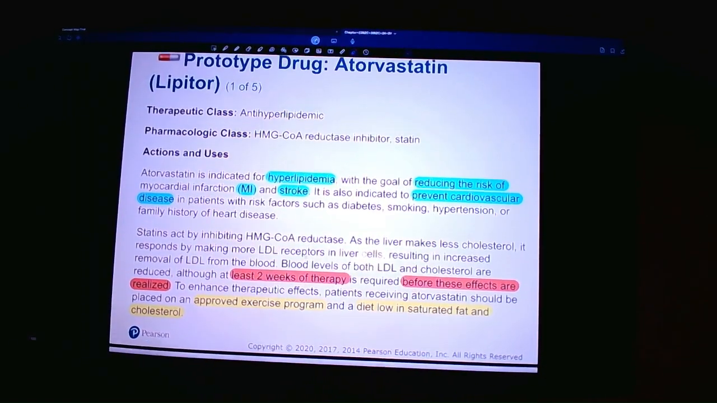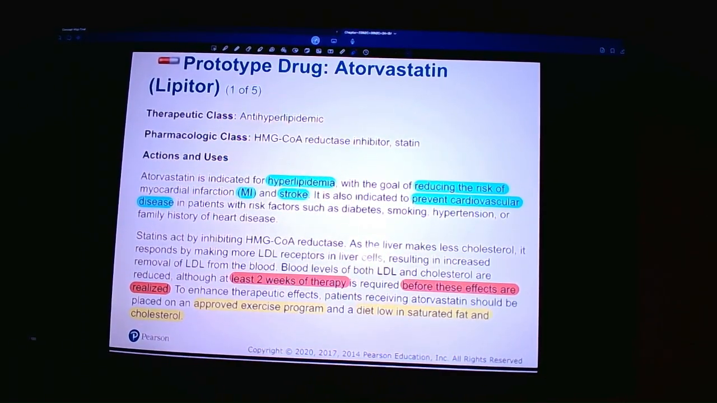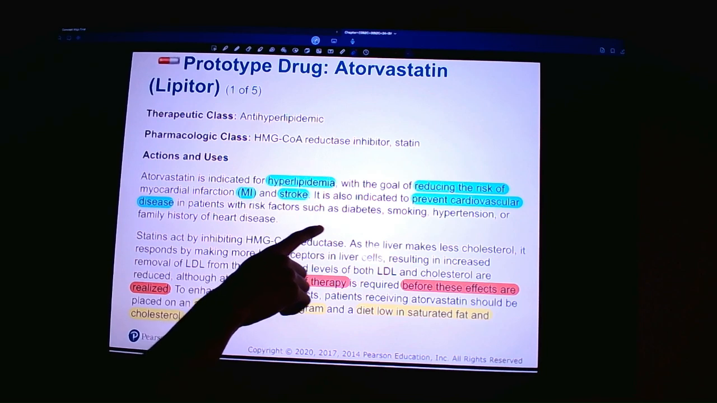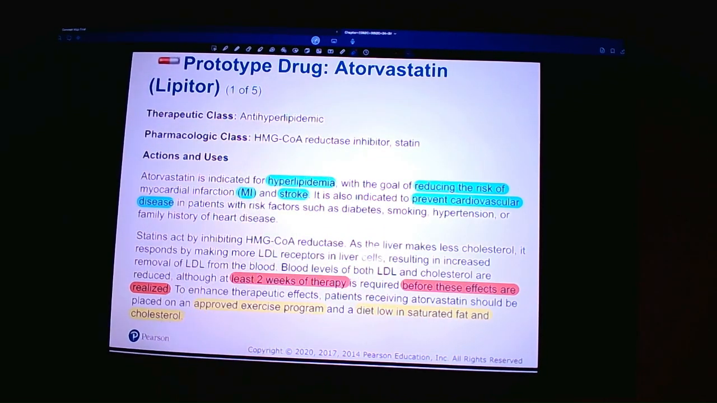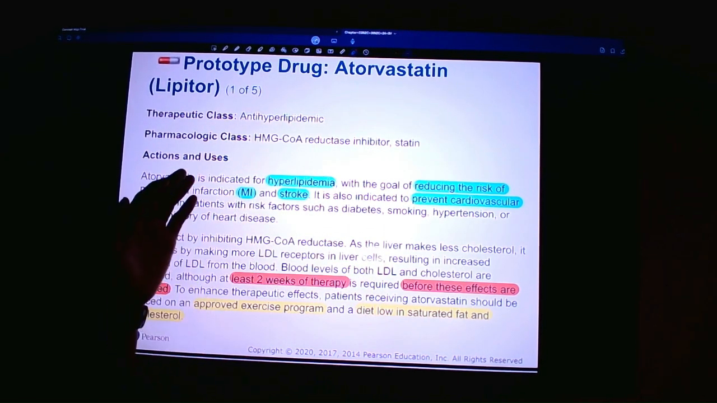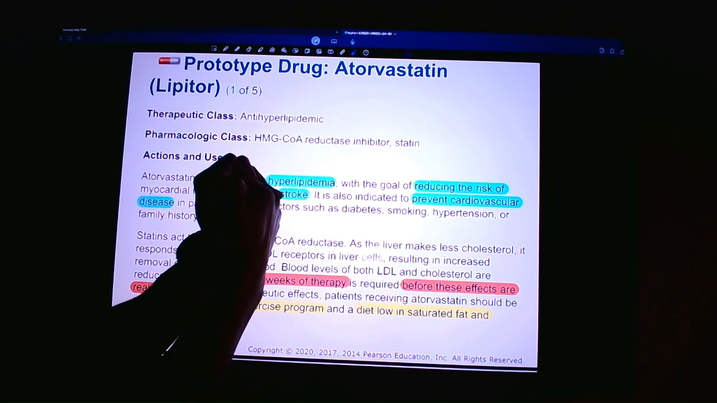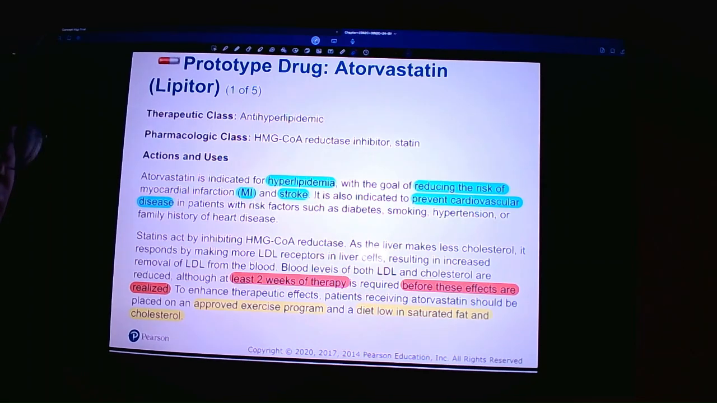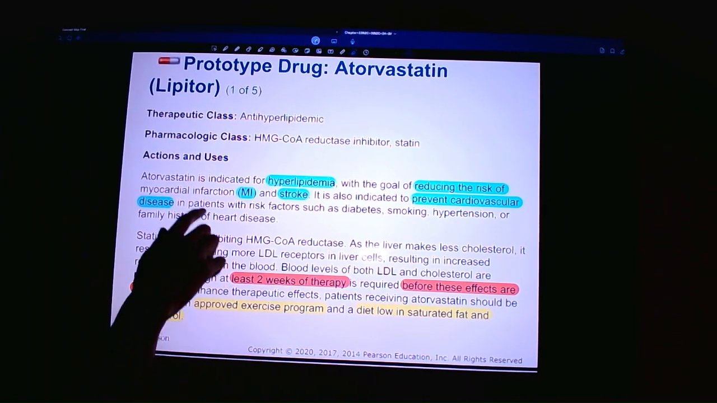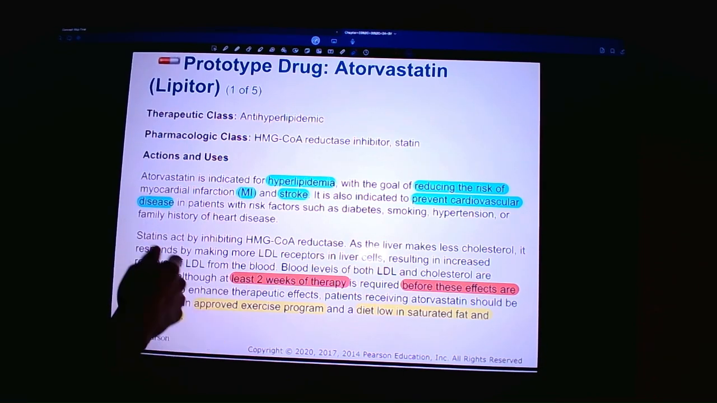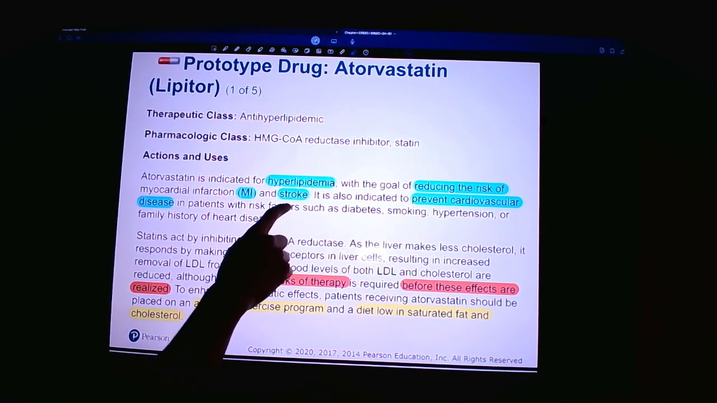This is just a review of what it is, right? Surprise, surprise, these are our indications. So it's to reduce the risk of an MI, and we talked about why, right? Because atherosclerosis will eventually close the artery, and then it will cause ischemia, and then the ischemia will cause a heart attack, or an MI. That's just the medical term for a heart attack. They could also cause a stroke.